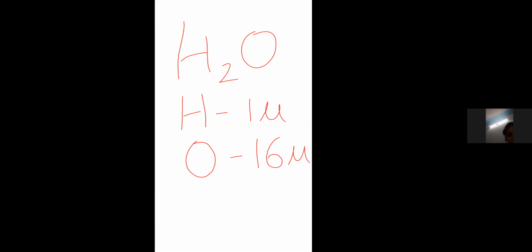Now, how many atoms of hydrogen are present here? 2. The atomic mass is 1 and there are 2 atoms, so I multiply 1 into 2, plus all the atomic masses we have to add. Oxygen has 16. So 2 into 1 is 2, plus 16. What will be the total? 18 u. So this 18 u is the molecular mass of water.